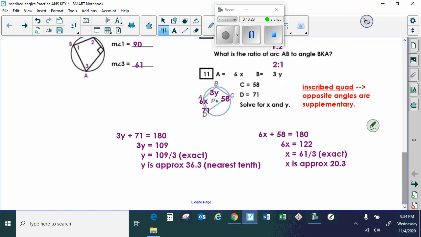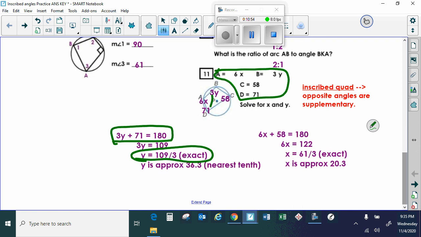Again, we have an inscribed quadrilateral. Opposite angles are supplementary. They give you these conditions right here. I typed them in already from the givens. I typed all those in the purple here. And we know opposite angles are supplementary. So 3y plus 71 is 180. That's that one right there. These two put together. Solve it. And there's my exact answer right there. So 109 thirds, because it doesn't say to round it.